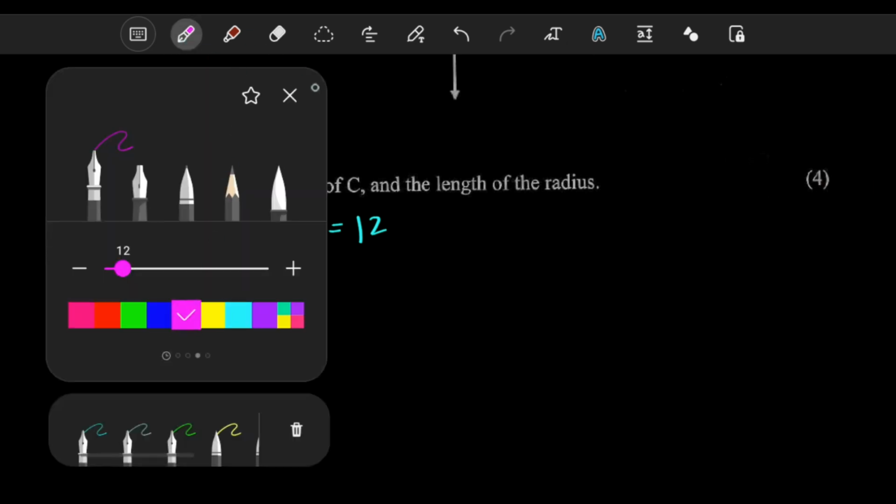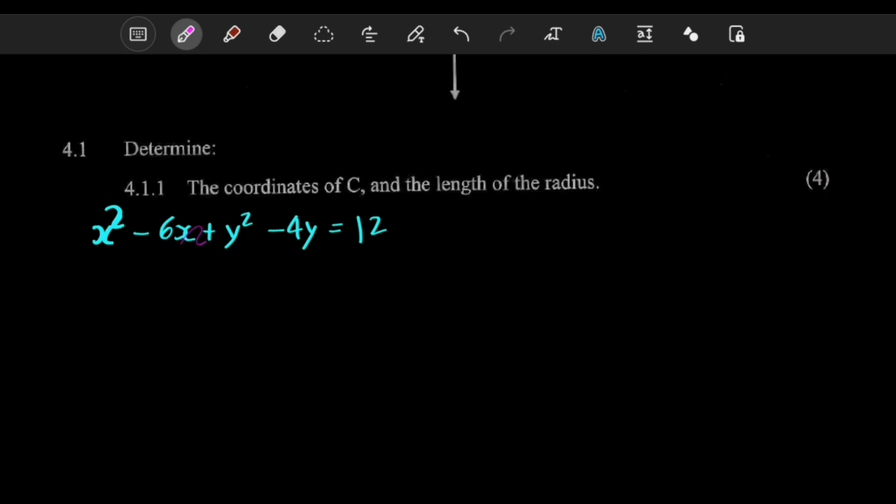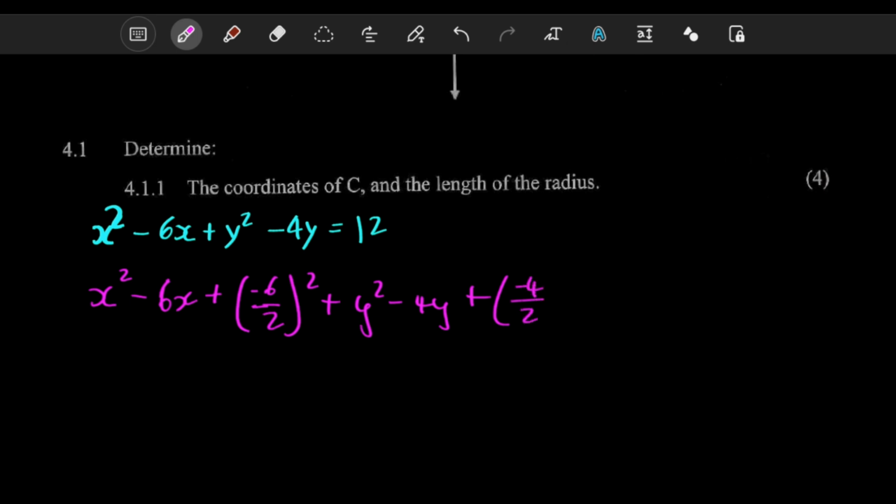So putting an equation of a circle into standard form, you want to look at what goes together. The first thing you're going to do is find the B value for this expression. So for this one, you're going to add negative 6 over 2 squared. And for this one, because you have negative 4y, you're going to add negative 4 over 2 squared.